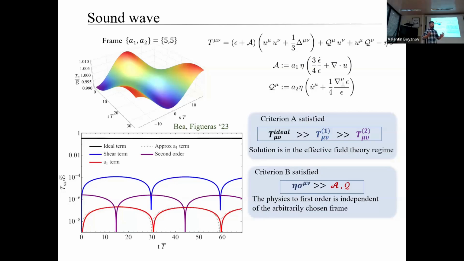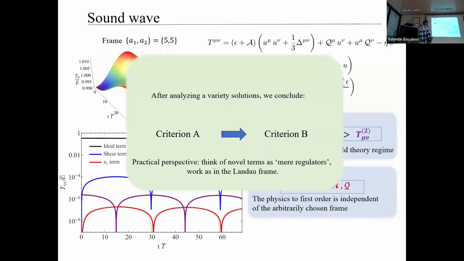In criterion C, what I will consider is two evolutions in different frames, and now a third evolution in ideal hydro, in such a way that I can compare the difference between the two evolutions in two different frames, and this should be much smaller than the difference between one of these evolutions and the ideal evolution. Because the ideal evolution and the viscous evolution differ by the viscous terms, precisely, and the other two differ by second order terms.